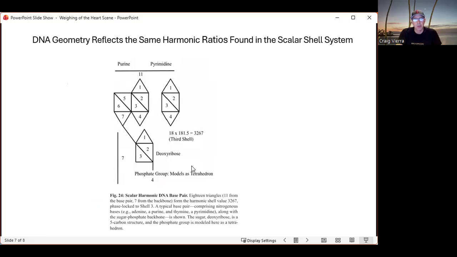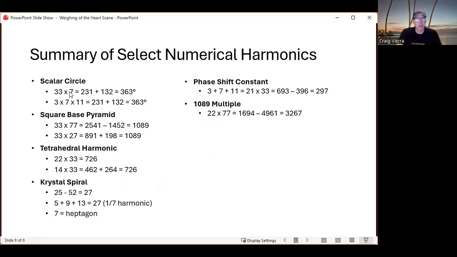Okay, so let's summarize the scalar circle and some aspects of what I saw in the glyph. You can see these numbers here. I just showed you two different representations of the scalar circle. The square base pyramid is there, 1089. I showed you it coming up here by 33 times 77 gives you 2541, and we do the mere subtraction, we get 1089. Nikola Tesla's room number at the New Yorker Hotel. I don't think this is a coincidence.